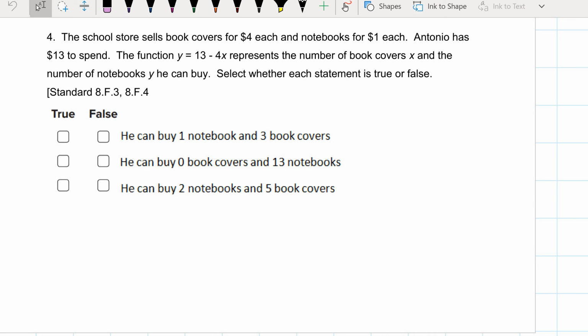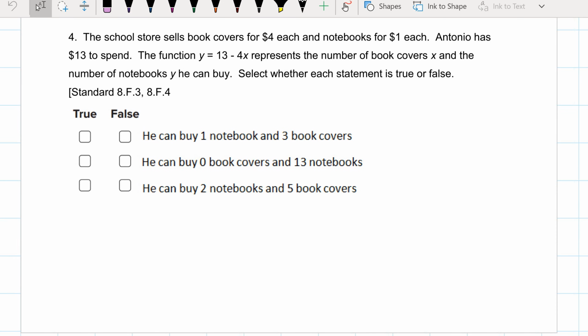We are on problem 4. The school store sells book covers for $4 each and notebooks for $1 each. Antonio has $13 to spend. The function y equal to 13 minus 4x represents the number of book covers x and the number of notebooks y he can buy. Select whether each statement is true or false.